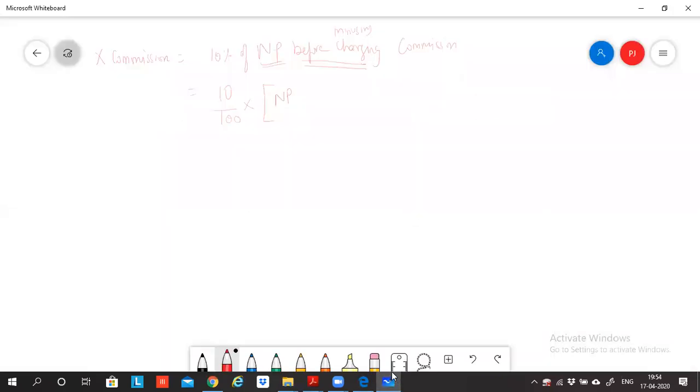So obviously this 55,000 means before charging commission. So can I say net profit before charging commission is 55,000 rupees? So 55,000 into 10 by 100 is how much? 5,500. So can I say X's commission is 5,500? Yes, sir. This is very easy.